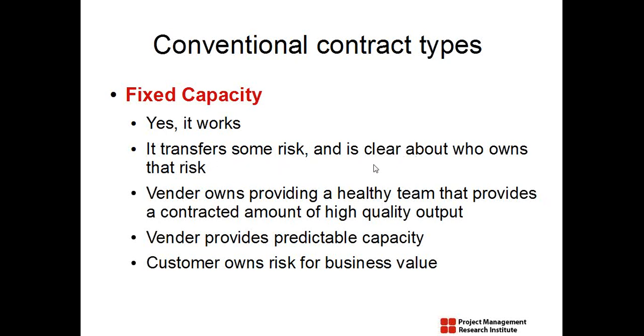Then it transfers some risk and is clear about who owns that risk. So some risk gets transferred to the supplier and some risk is still with the customer. A vendor owns providing a healthy team that provides a contracted amount of high quality output.